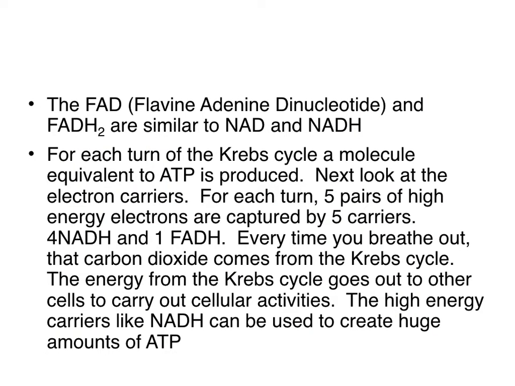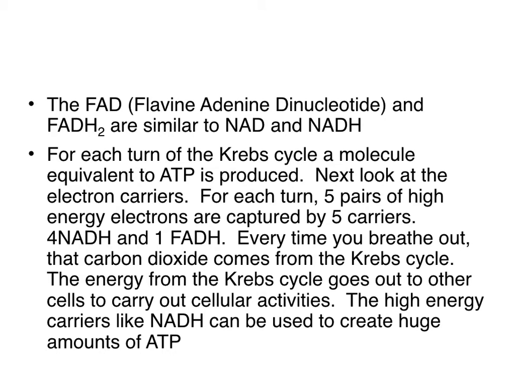FAD, flavin adenine dinucleotide, is similar to NADH. For each turn of the Krebs cycle, a molecule equivalent to ATP is produced. Next, look at the electron carriers. For each turn, 5 pairs of carriers are created, so 4 NADH and 1 FADH2.